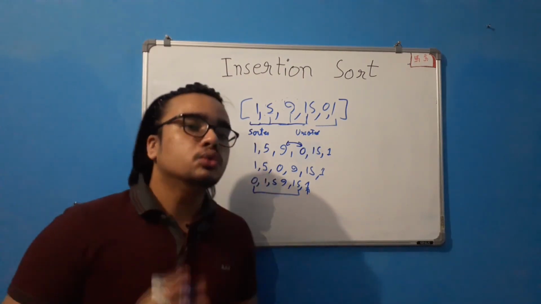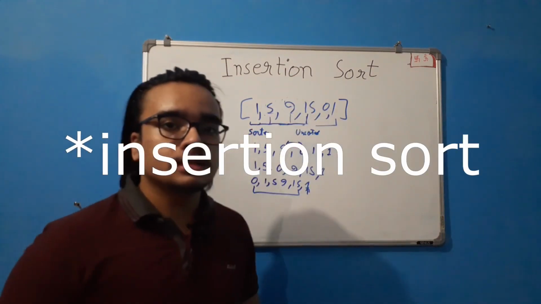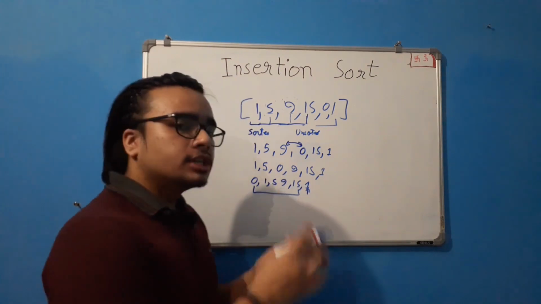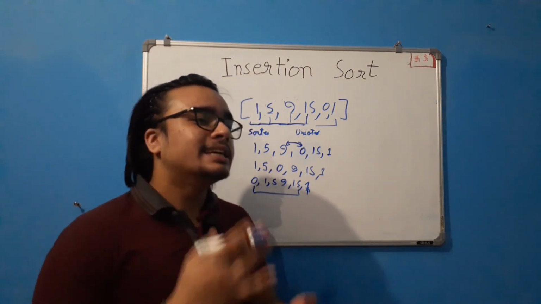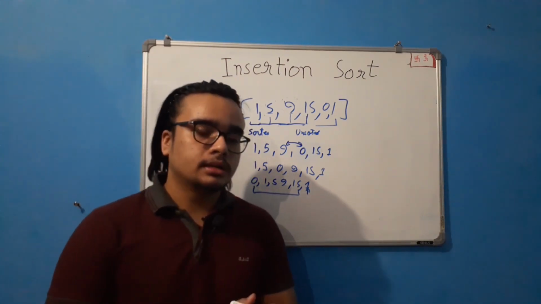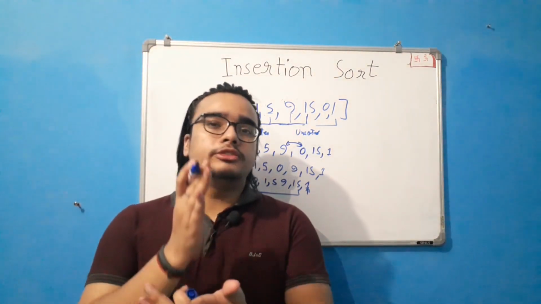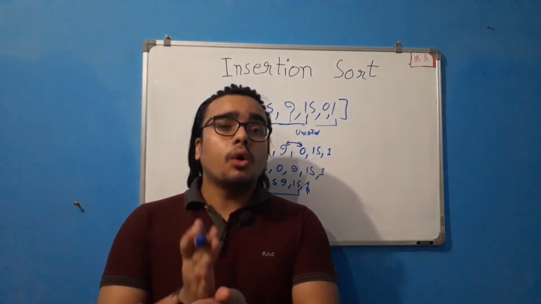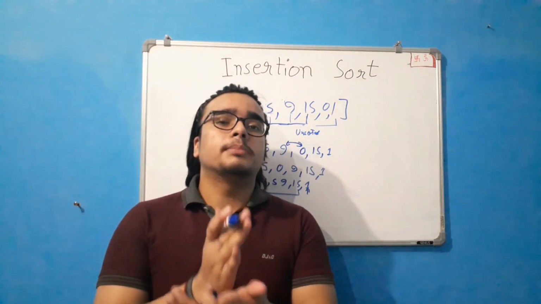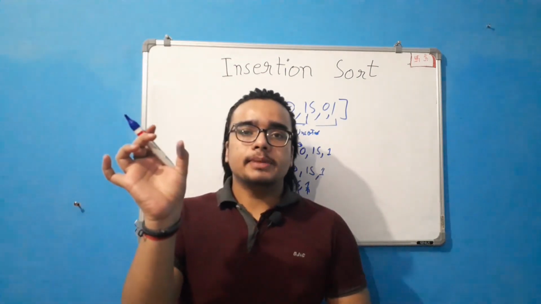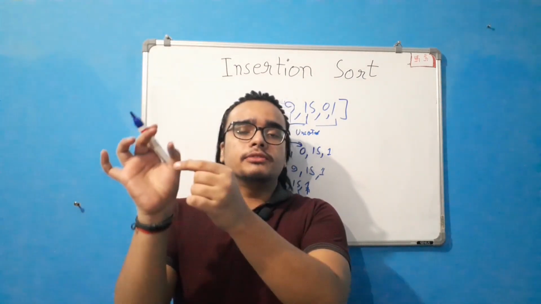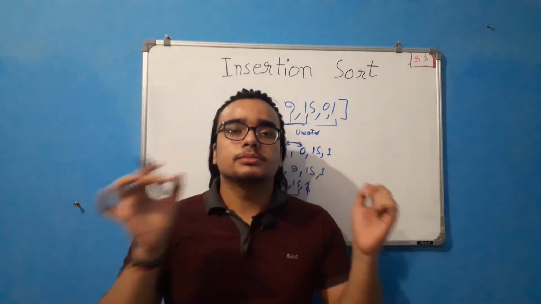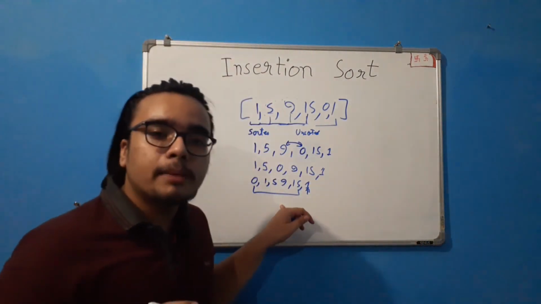Now this section of the list is sorted and this is unsorted. So the rule of insertion sort is you create two parts of the list or the array. The first part is the sorted part and the second part is the unsorted part. You take the first element of the unsorted part and compare it with all the elements of the sorted part. Hence, the first element of the unsorted part will automatically fix to its respective position. I guess you got my point here.